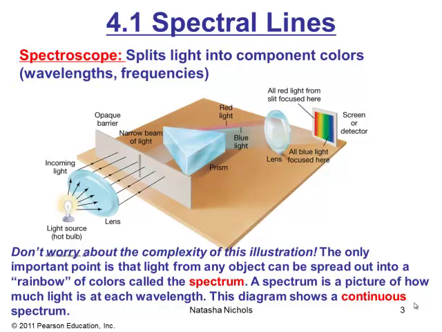So let's take a look at this diagram right here. This is a simplification of what is called a spectroscope. It's an arrangement that splits light into its component colors, meaning its different wavelengths and frequencies. If you take a look at this illustration beginning from the left, we have a light source, a hot bulb. It's emitting light or radiation in all directions.